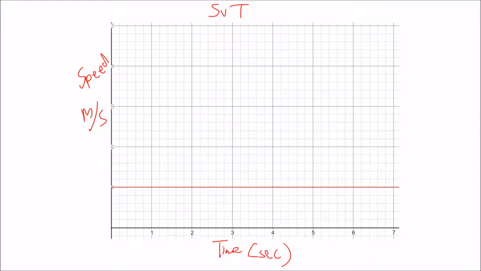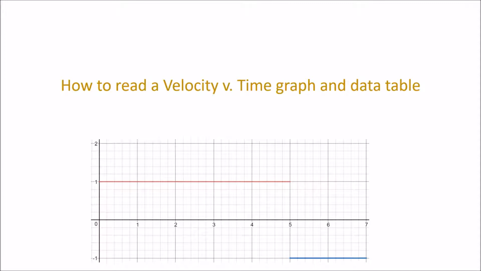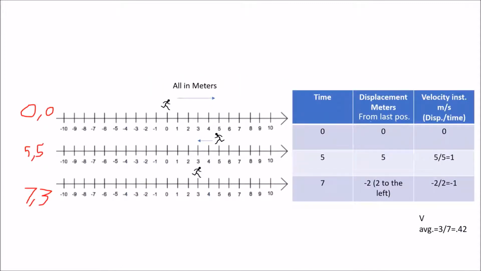Now, move on to the last one, how to read a velocity versus time. Now, we're back at this, and we have our points again, but we're talking about displacement, which is how much it has changed from a reference point. Since we're talking about instantaneous velocity, we're going to do change in displacement from last position divided by change in time from the last position. So from 0 to 5 seconds, it moves 5. So that means that the displacement will be 5. So 5 divided by 5 is 1.